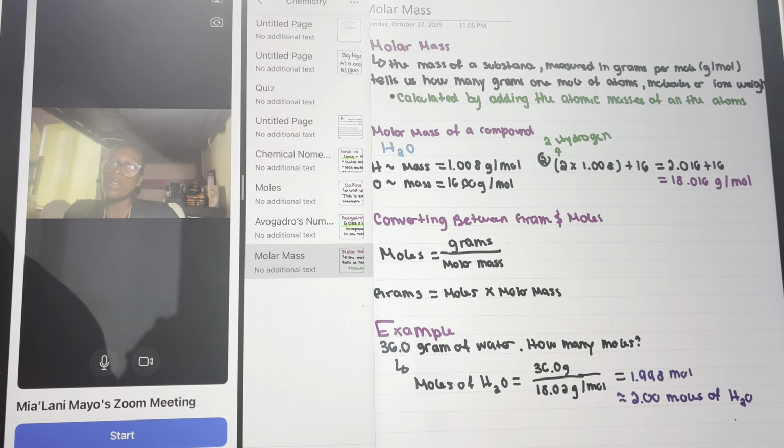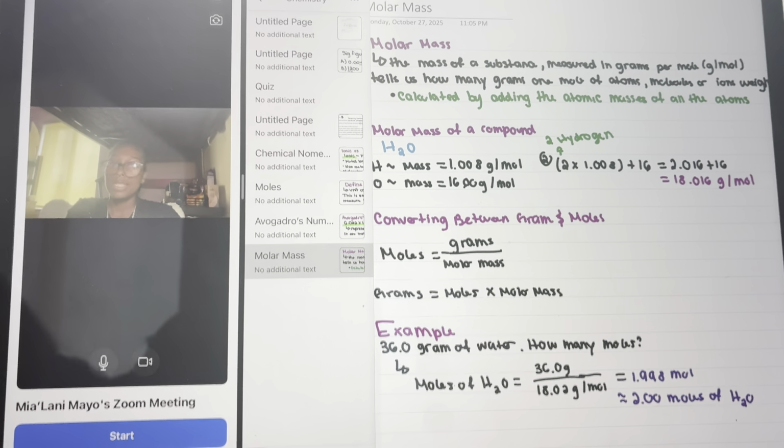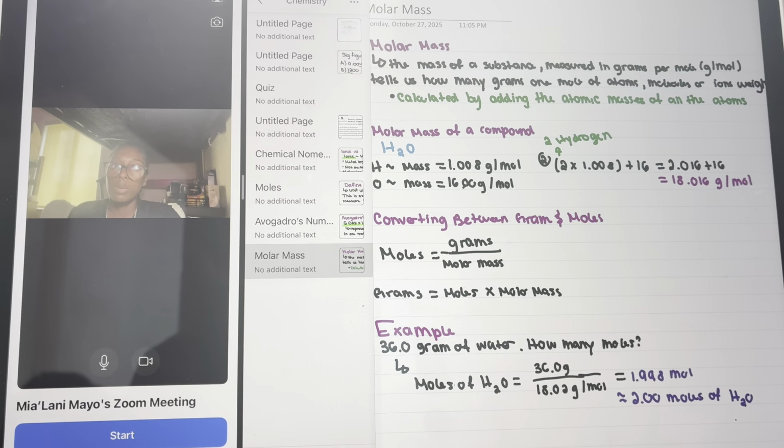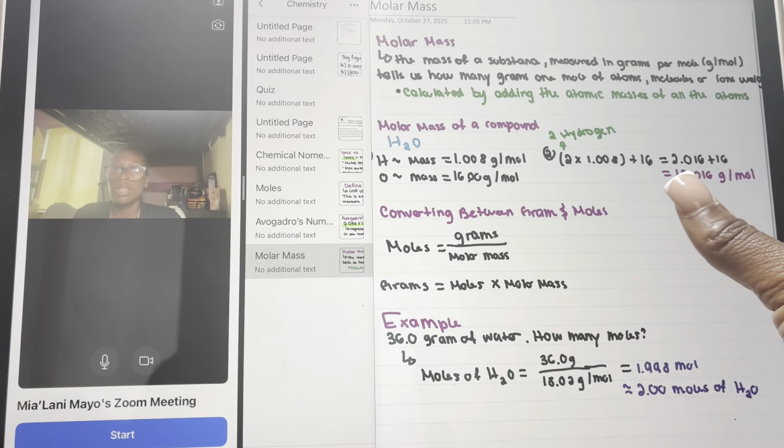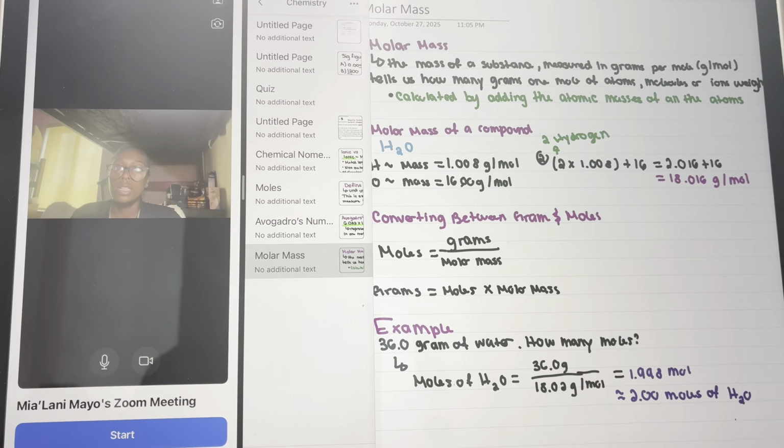My last video is on molar mass. Molar mass is the mass of a substance measured in grams per mole. This is represented in grams over mole. This tells you how many grams 1 mole of atoms, molecules, and ions weigh. This is calculated by adding the atomic mass of all the atoms.